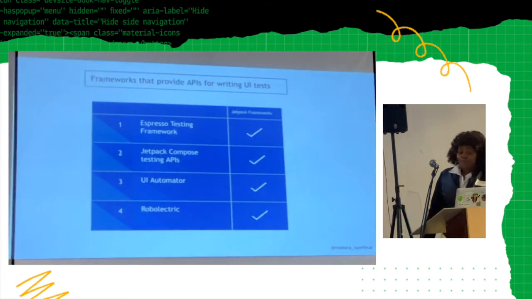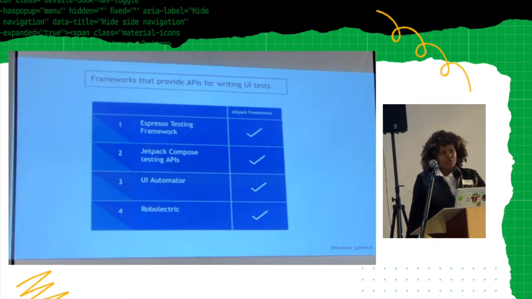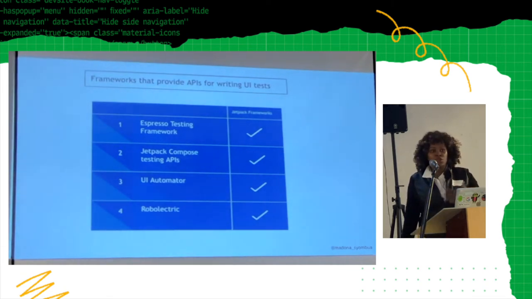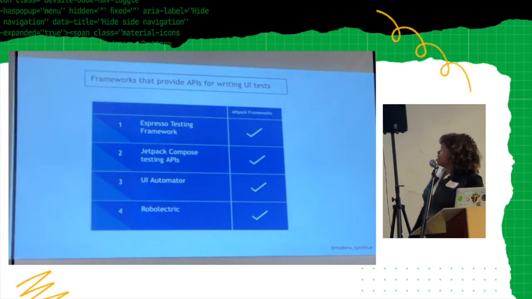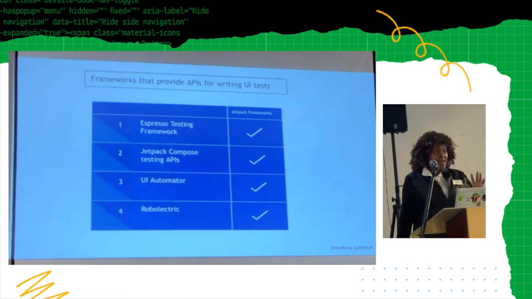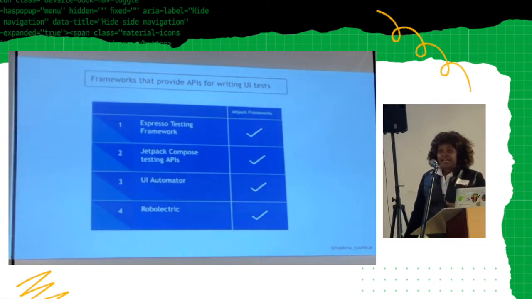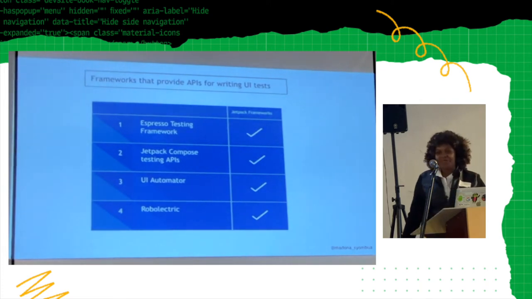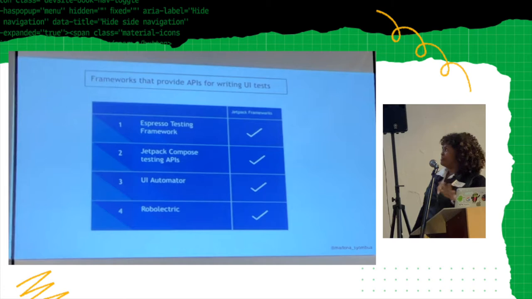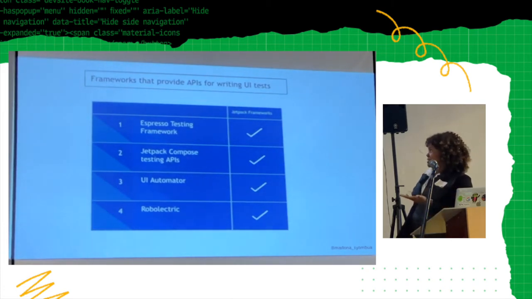Now, frameworks. I wanted us to talk about the frameworks that provide UI testing so that at least if you're looking into this, you can know what you can use if you've not used it. For instance, the Espresso testing framework, which is what we'll talk about. We have the Jetpack Compose testing APIs. If you've used Jetpack Compose, what I'm gonna say is I love Jetpack Compose. I feel like I'm a champion right now. I've not written any talk on Jetpack Compose yet, but I love it. There's UI Automator. Of course, there's Robolectric.